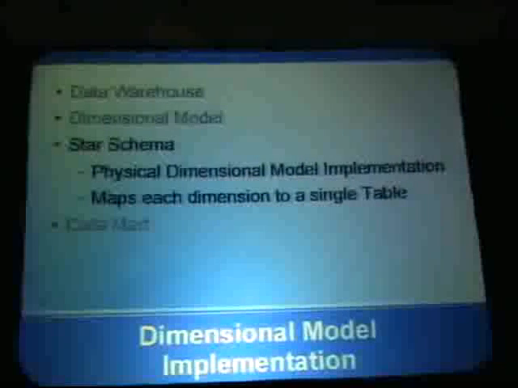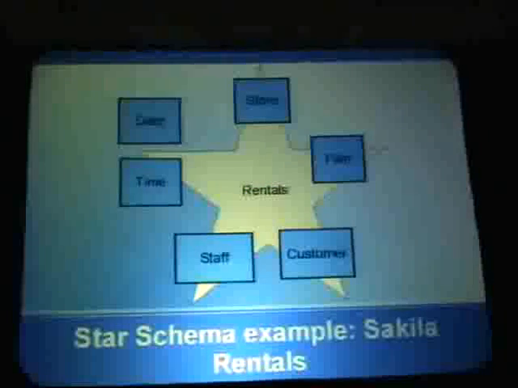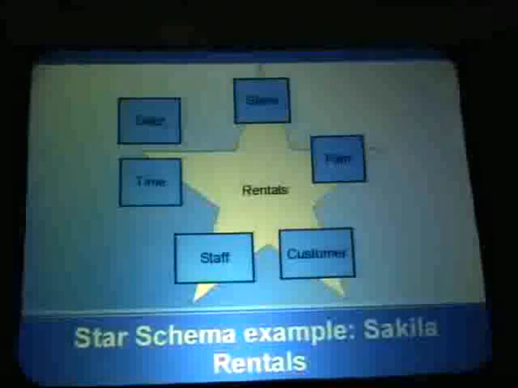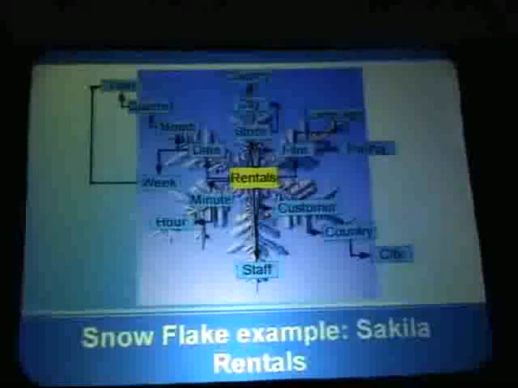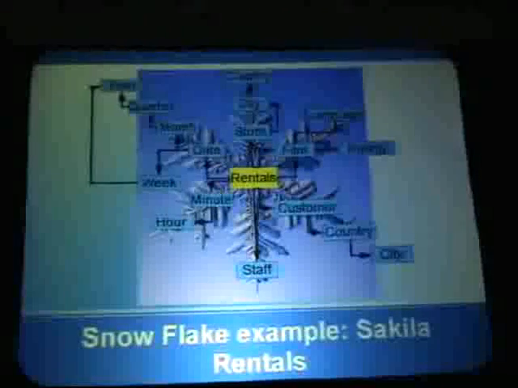Okay. So, star schema is just a physical implementation of this dimensional model. It's called a star because, well, you can see it's star-like. Star schema is just an implementation to allow this dimensional way of looking at things. And you can also do it in a different way, which is called snowflaking, which I won't cover much further.